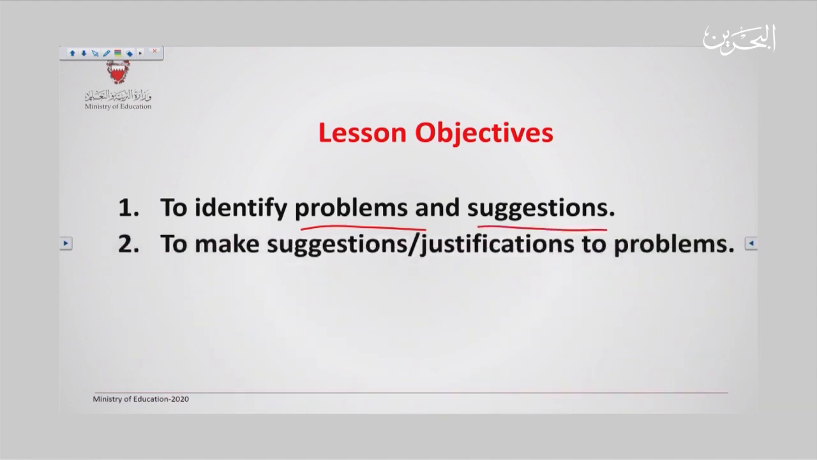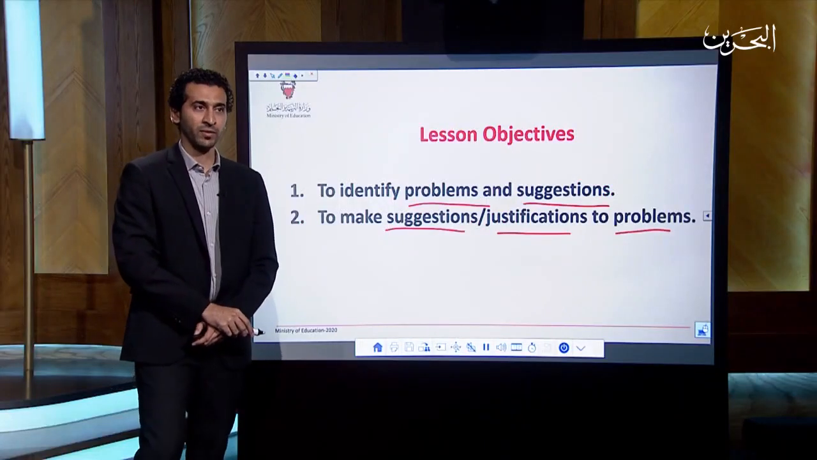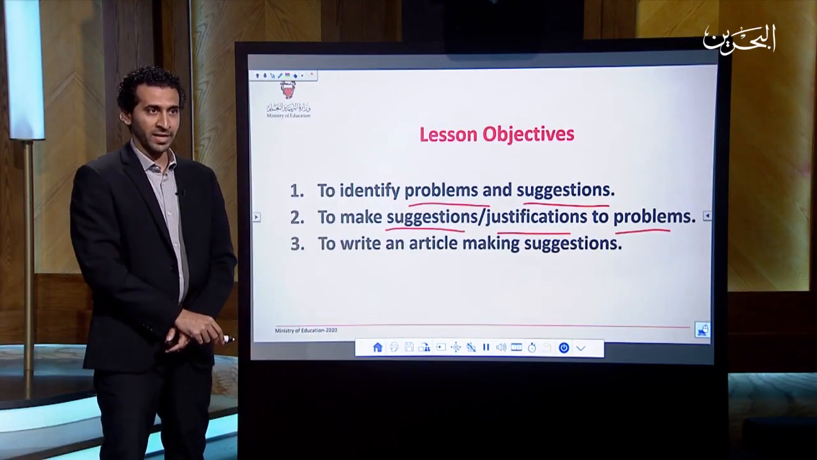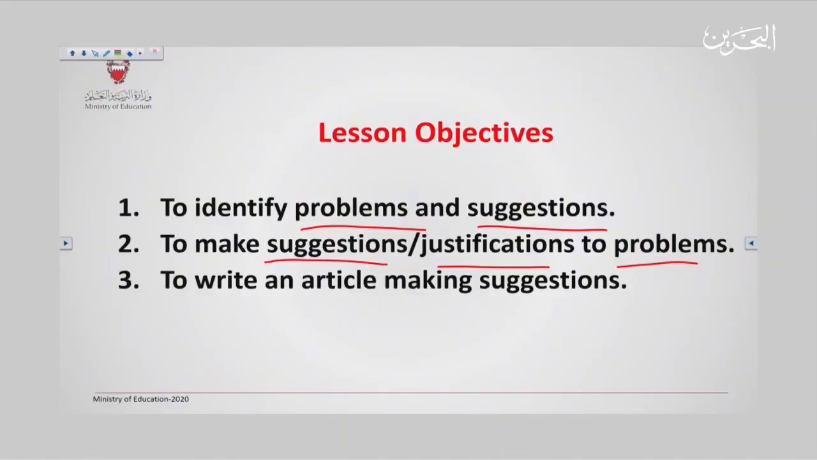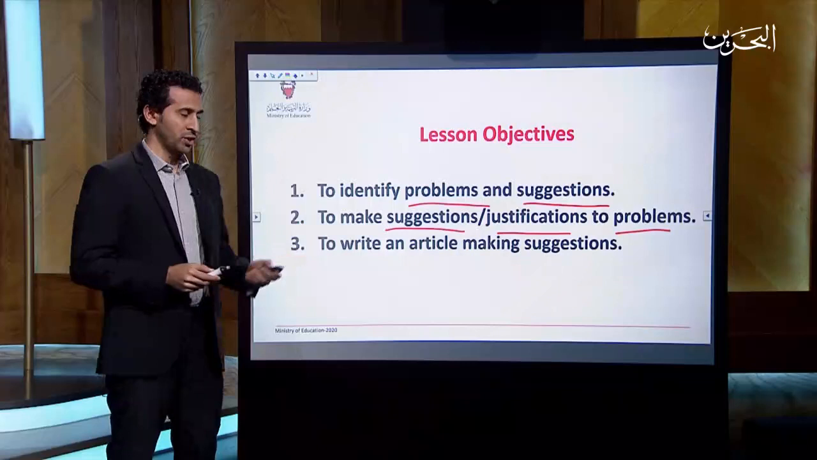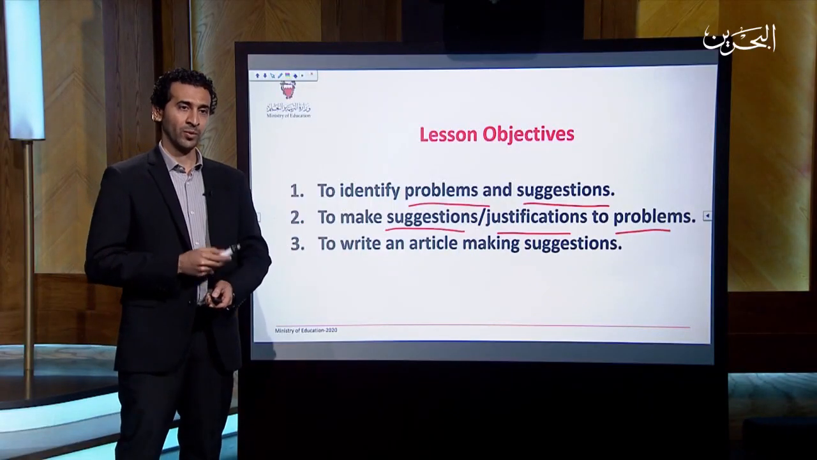And the second objective is to make suggestions, justifications to problems. Again, the main three words here are suggestions, justifications, and problems, of course, the one that we have seen in the first objective. And the third objective of today's lesson is to write an article making suggestions. By the way, this is our main objective today. And as I said, these three objectives are related to each other, and we will move gradually to achieve the third one here. So let's move on.